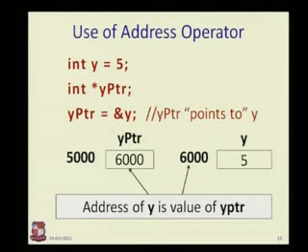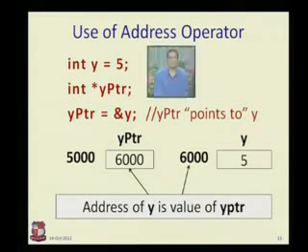Now, the address operator we have declared here. How is this ampersand doing all this juggling of things? We can see that by explaining this. Say I have taken the value of y as 5, int y is equal to 5. Then in the second line I declare int star yptr, and in the third line yptr is equal to address of y. So let's see in this figure how these things work.